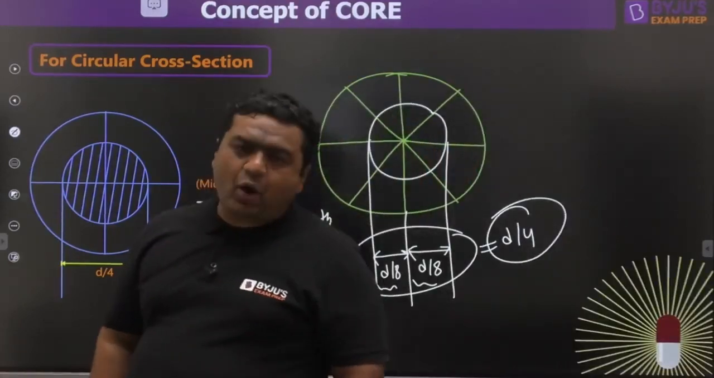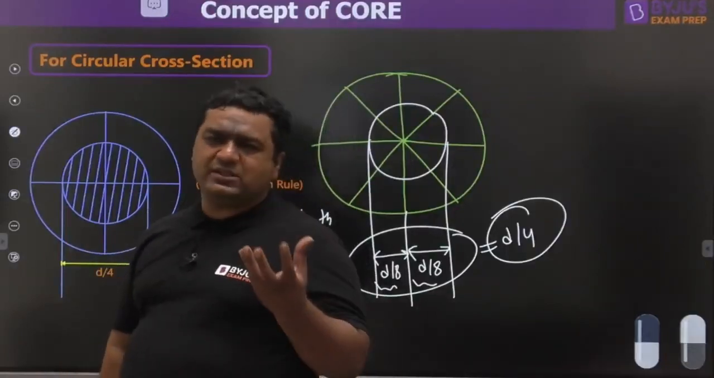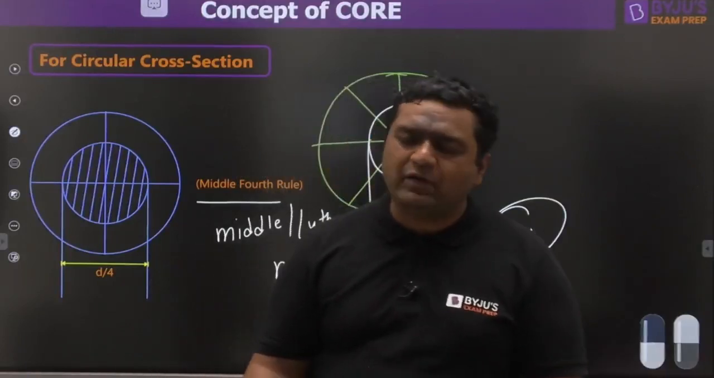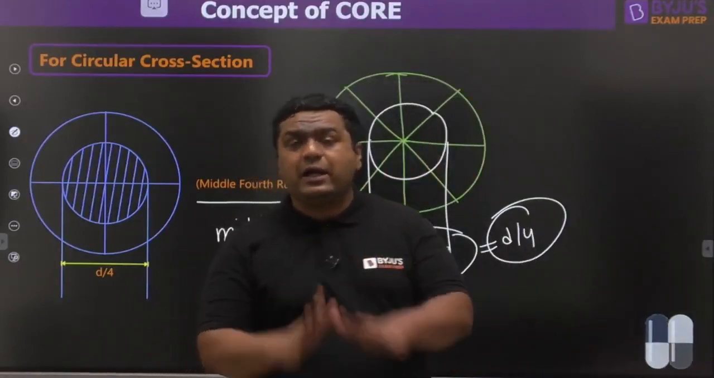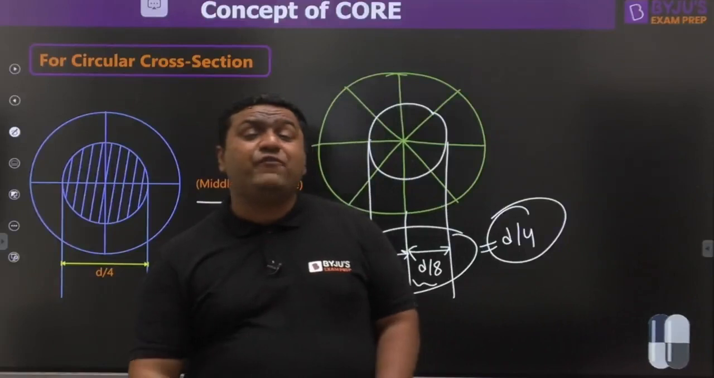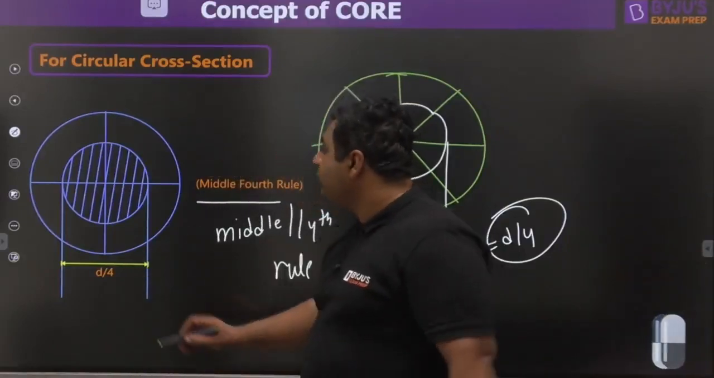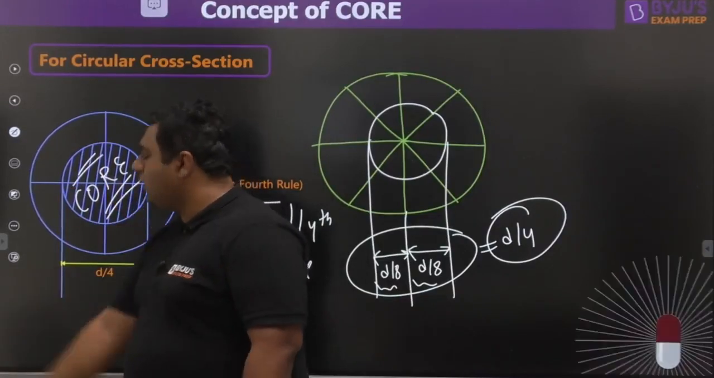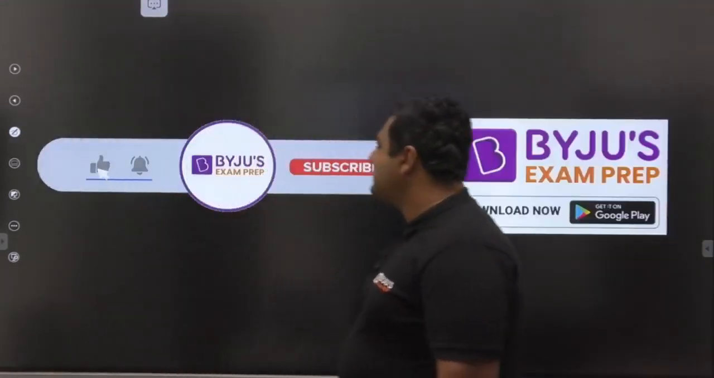This is how we can find those regions in which, if we apply a direct compressive load, it will not create any kind of tension, and such regions are given the name of core, kern or kernel.